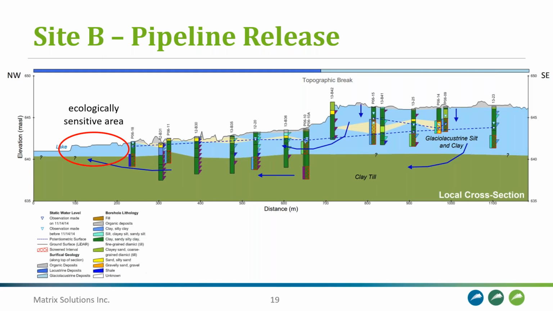So you can see on this cross-section, the shallow lithology consists of a glaciolacustrine silt and clay up to about 5 meters thick, overlying a deeper clay till, and shallow groundwater flow is interpreted to be towards the lake. As far as the deeper hydrostratigraphy, all water wells within 2 kilometers of the site were listed as being used for industrial purposes and are completed in deeper aquifers, and there were no known shallow domestic use wells in the area.